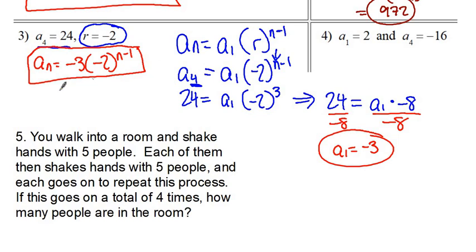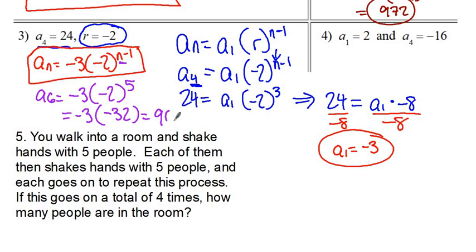And the other thing we were asked to do is find the sixth term. So a sub 6 will be -3 times -2 to the 6 minus 1. N is 6 right here, so 6 minus 1 is 5. That's equal to -3 times -2 to the fifth, which is -32. So -3 times -32 is +96. That would be the sixth term in that sequence right there.